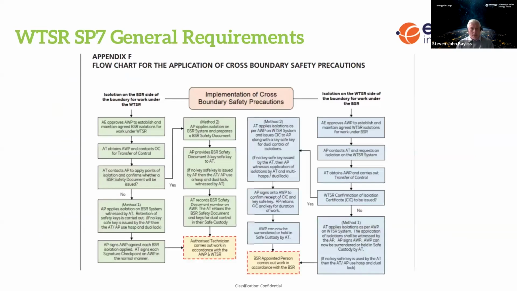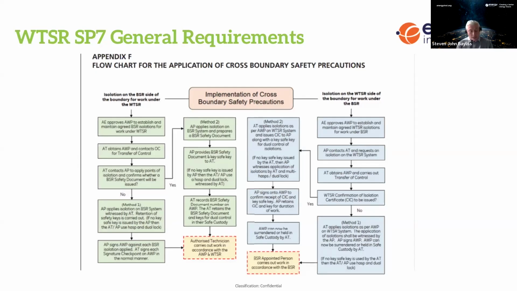So looking at Appendix F here, this is a flow chart for the application of cross-boundary safety precautions. It needs to be noted, in section 5.2 of the document, that the AE and the AP shall discuss and agree the putting together of this document, and part of that would be the isolations on both sides of the HV and WTSR side of the boundaries. So they shall agree that.